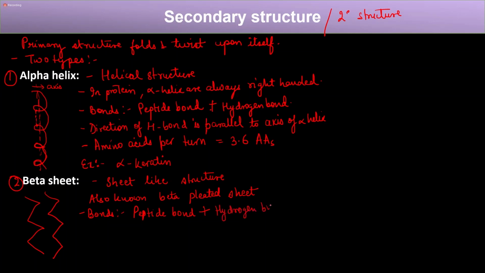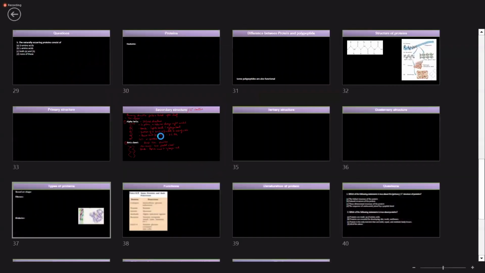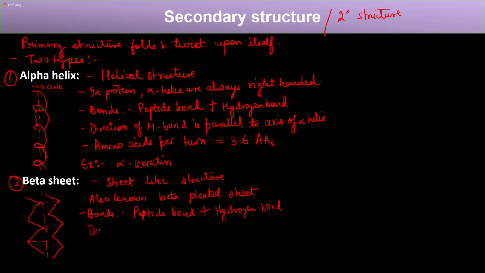Now how are hydrogen bonds attached here? So hydrogen bonds will be formed something like this. So here is one amino acid, here is a second amino acid. So hydrogen bonds are formed something like this. Okay. So for the direction of hydrogen bond, and this is your axis, right? The direction of hydrogen bond is perpendicular. It is perpendicular to the sheet axis. Okay, it is perpendicular to the sheet axis.